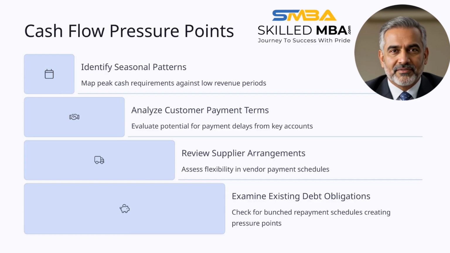Identify seasonal cash flow patterns by mapping peak cash needs against low revenue periods. Analyze customer payment terms to evaluate potential delays from key accounts. Review supplier arrangements for flexibility in payment schedules. Examine existing debt obligations to check for bunched repayment schedules that create pressure points.